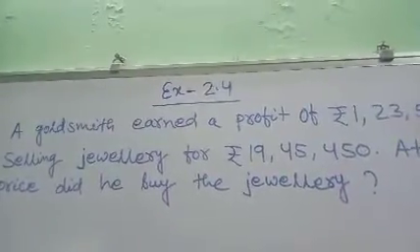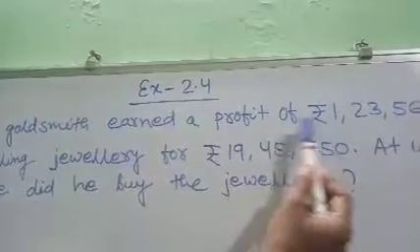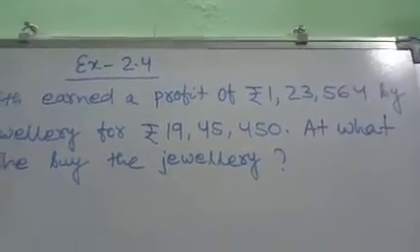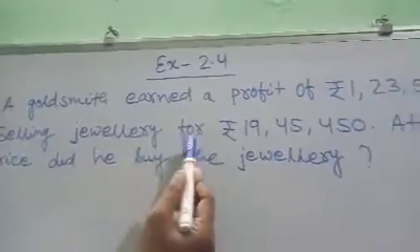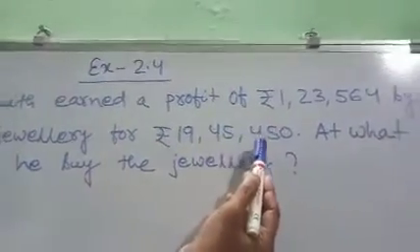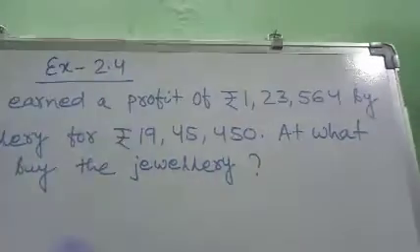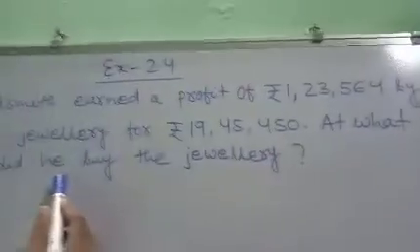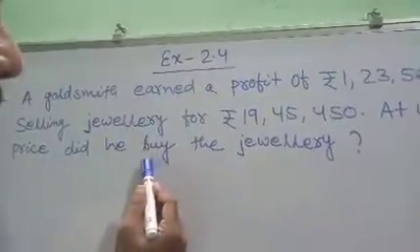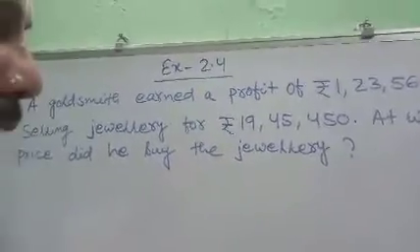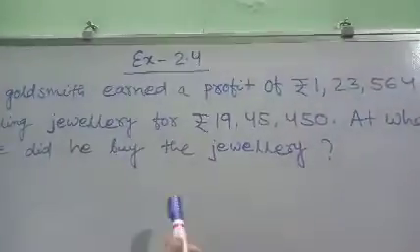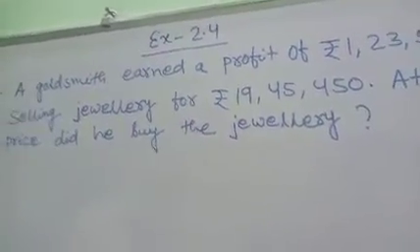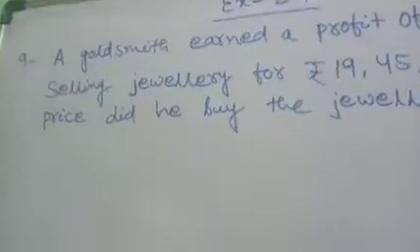What is given here? Profit of 1,23,564 means profit is given. And selling jewelry for 19,45,450 rupees means SP is given. What you have to find? You have to find at what price did he buy. Buy means the cost price. Here you have to find the cost price. So let's write the statement.